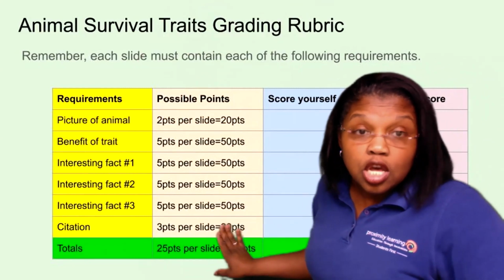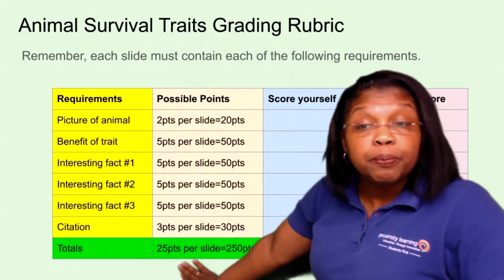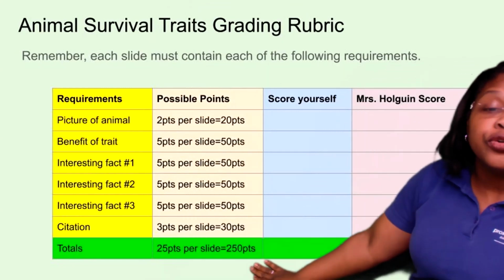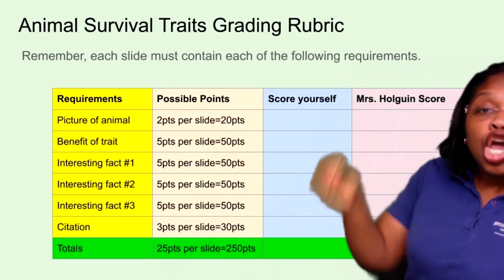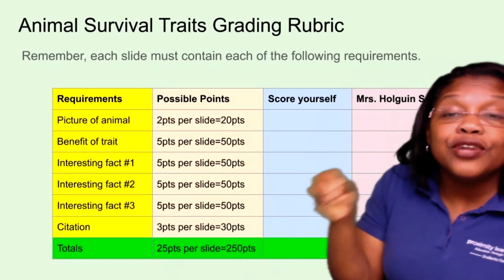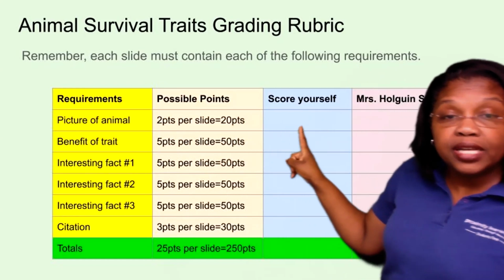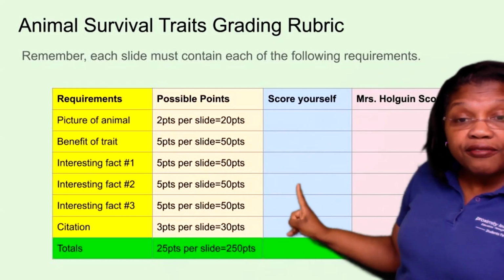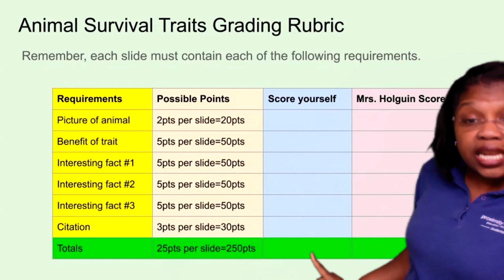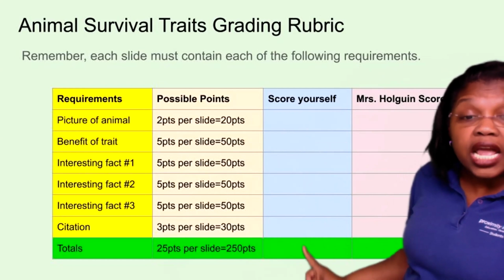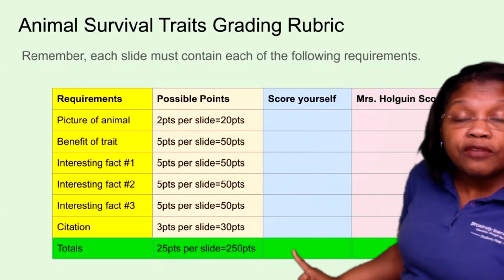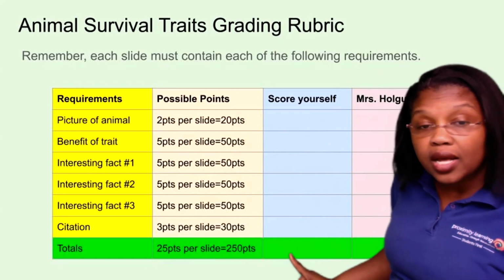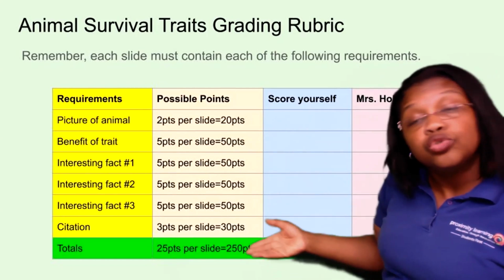And your citations are 3 points. That's 30 points total. So you're getting 25 points per slide for a grand total of 250 points for the entire project. You grade yourself. So on every slide you're going to ask, can I give myself 2 points for a picture? Can I give myself 5, 5, 5, 3? Can I give myself 25 points for this slide? If you cannot give yourself 25 points, then go back and fix it. Don't give me half-done work, guys. You know what I'm asking for, so do it.